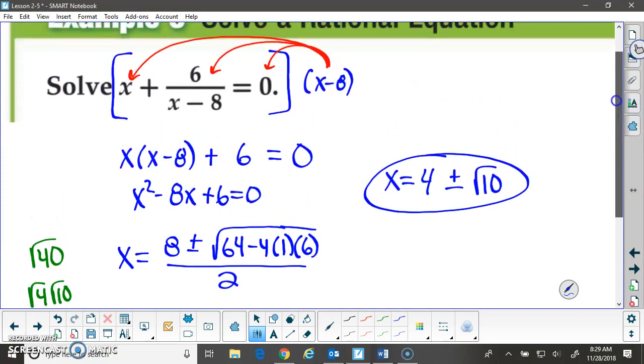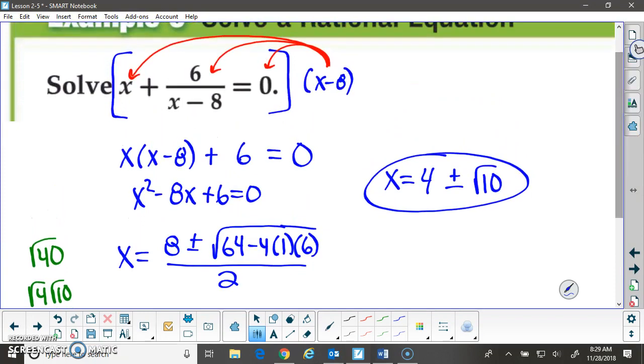So I got two solutions. This would happen to be irrational. And sometimes they're not nice numbers. Sometimes it's not just whole numbers, integers. Sometimes it's irrational values.